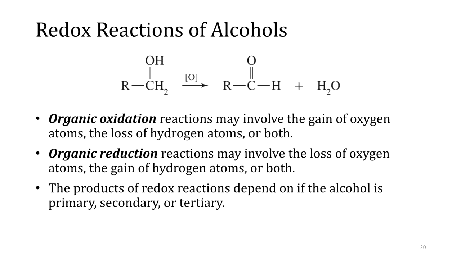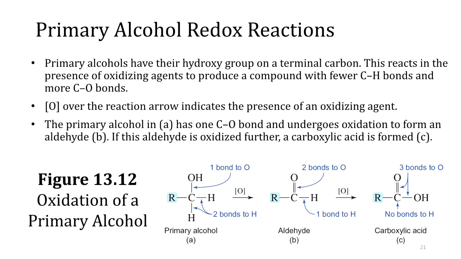So it turns out this is where the primary, secondary, and tertiary structure of the alcohol becomes important. For a primary alcohol undergoing redox, we see the following process. So the primary alcohol has that terminal OH group, and they react in the presence of oxidizing agents to produce a compound with fewer CH and more CO bonds. So really we're going to lose an OH, we're going to lose a CH, and then we're going to make a CO double bond. So the oxidizing agent over the reaction arrow indicates the presence of the oxidizing agent.